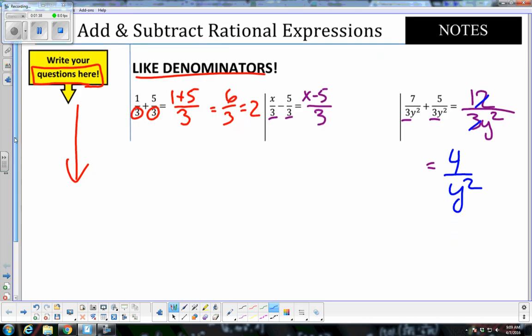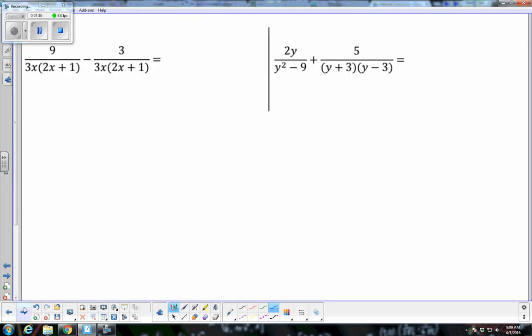Okay, let's go ahead and take a look at the next one. If you have any questions, go ahead and jot them down. Now we're going to start working into some more complicated looking expressions, but really it's the same as what we've been doing. So if you look here, these two match perfectly, and if they do, you can just go ahead and leave that on the bottom, this 3x times 2x plus 1, and then the top you just add together like you've been doing. Well, in this case, you're subtracting. So 9 minus 3 is going to give you 6.